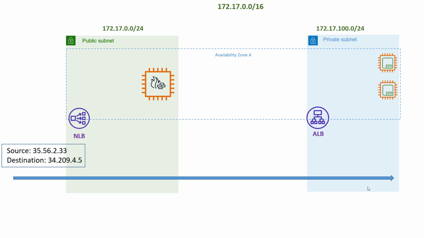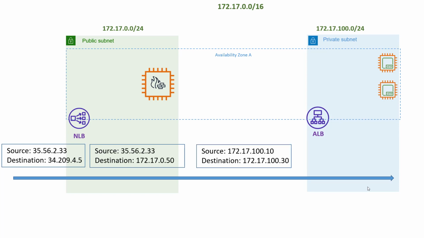The packet hits the NLB. It'll have some internet source address. The destination address will be a public IP address on the NLB. The NLB will do a destination NAT to the untrusted ENI on the firewall. In this case, it's 172.17.0.50. The source address will remain unchanged.